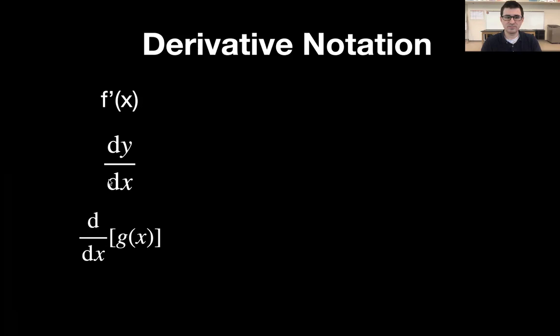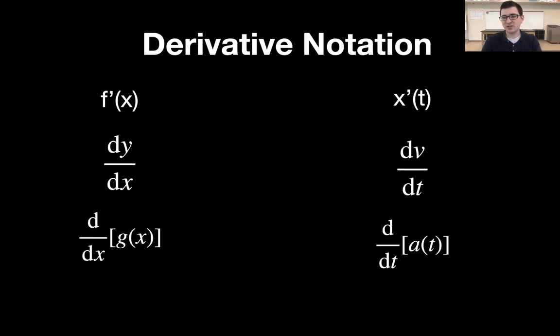So these are just three different ways that you might see derivative notation. But this is probably stuff that you're going to see more in math class, where we're dealing more with f of x, g of x, and y equals. In this class, we're going to be using stuff more like position, velocity, and acceleration. So we would call this x prime of t.